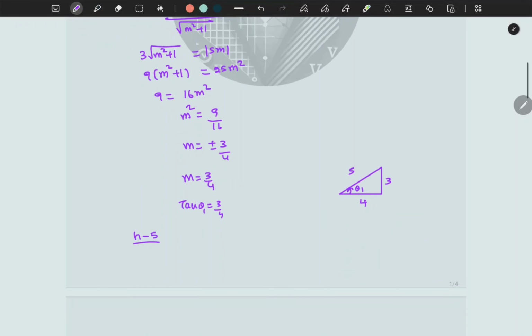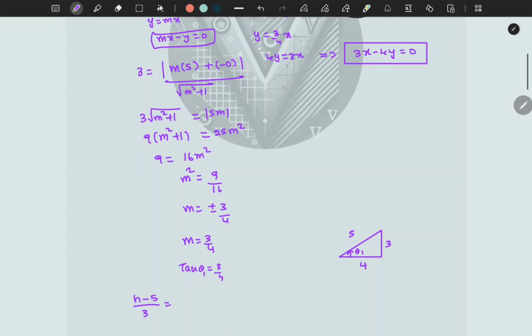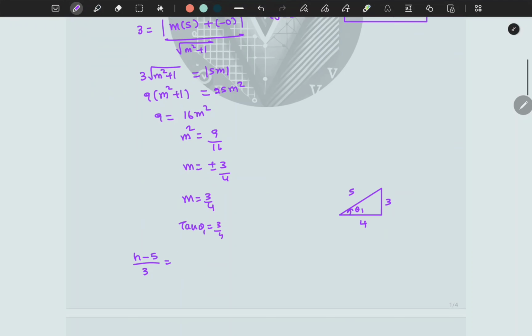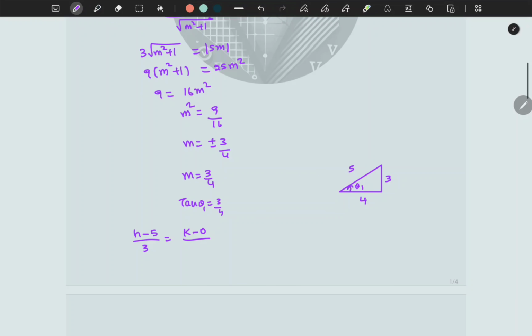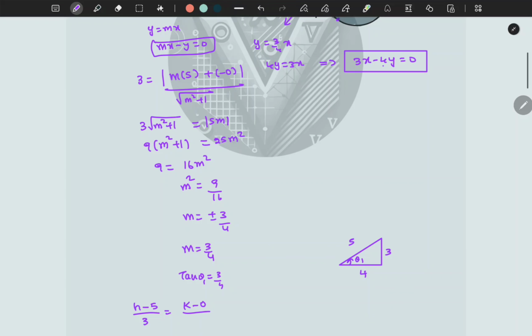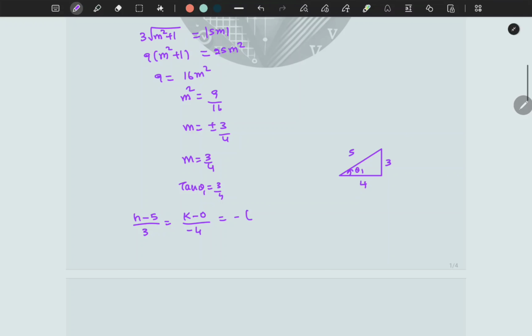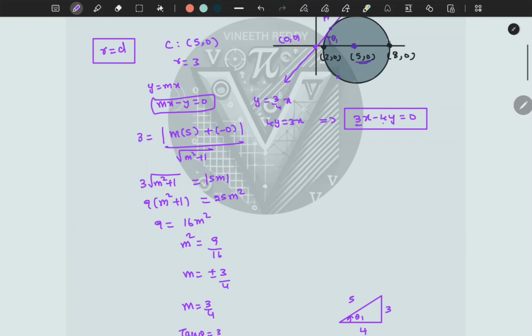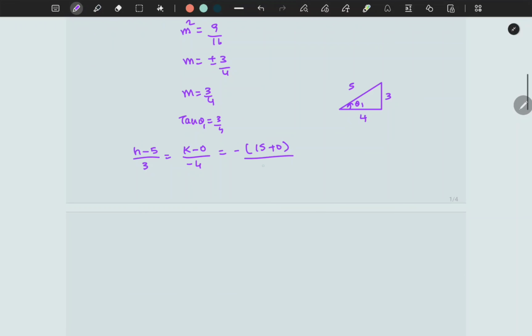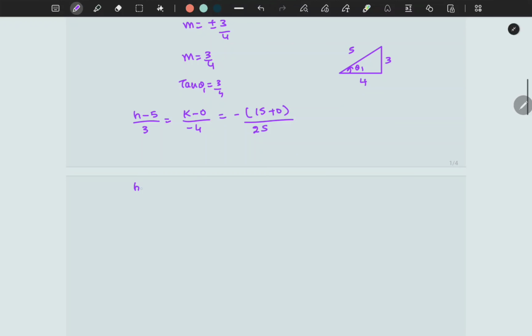That means a is 3. I hope you know the formula, right? h minus x1 by a is equals to k minus y1 by b. I'm just finding the foot of the perpendicular from the center 5 comma 0 onto the line y equals to 3 by 4 x, right? So k minus y1 divided by b, b is minus 4, dear students, and that will be equals to minus of ax1. A is 3, x1 is 5, so 3 into 5 is 15, plus by1, b is minus 4, y1 is 0, so we get 0, divided by a square plus b square, that is 3 square 9 plus 16, which will be 25. So we get h minus 5 divided by 3 is equals to k divided by minus 4 is equals to minus 15 by 25, that is minus 3 by 5.